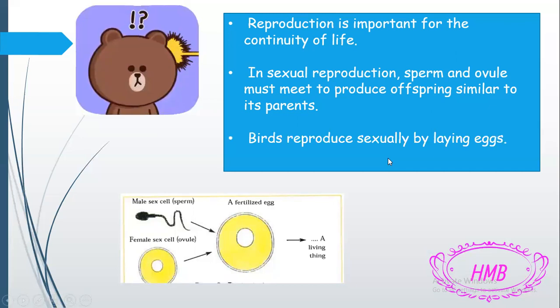by laying eggs. And this is a picture to remind you that sexual reproduction needs the presence of both sex cells, the sperm, which is the male sex cell, and the ovule, which is the female sex cell. When they meet, they produce one cell, which is called a fertilized egg. This fertilized egg develops until it is a complete living thing.